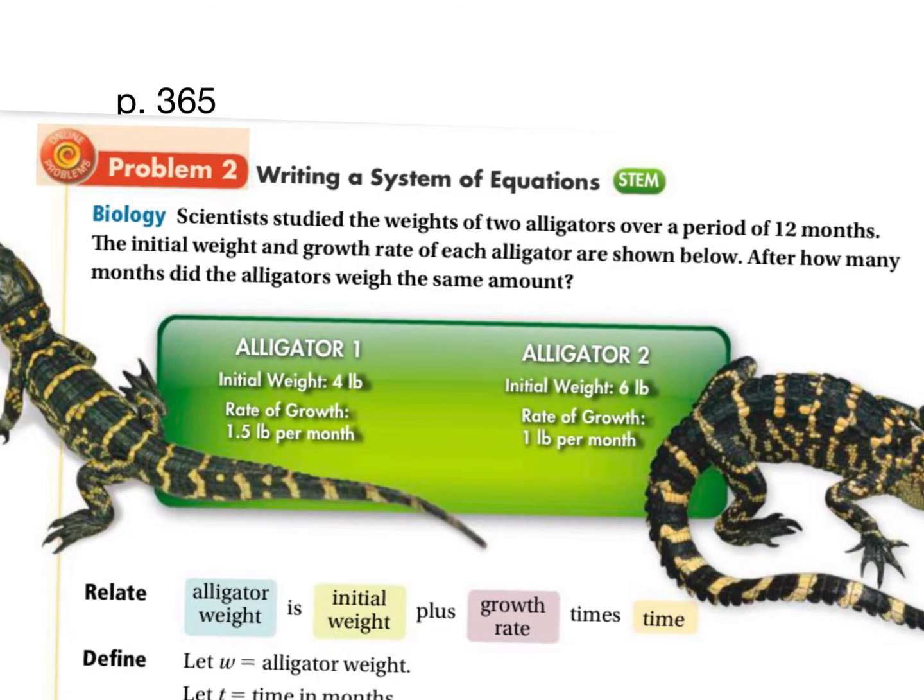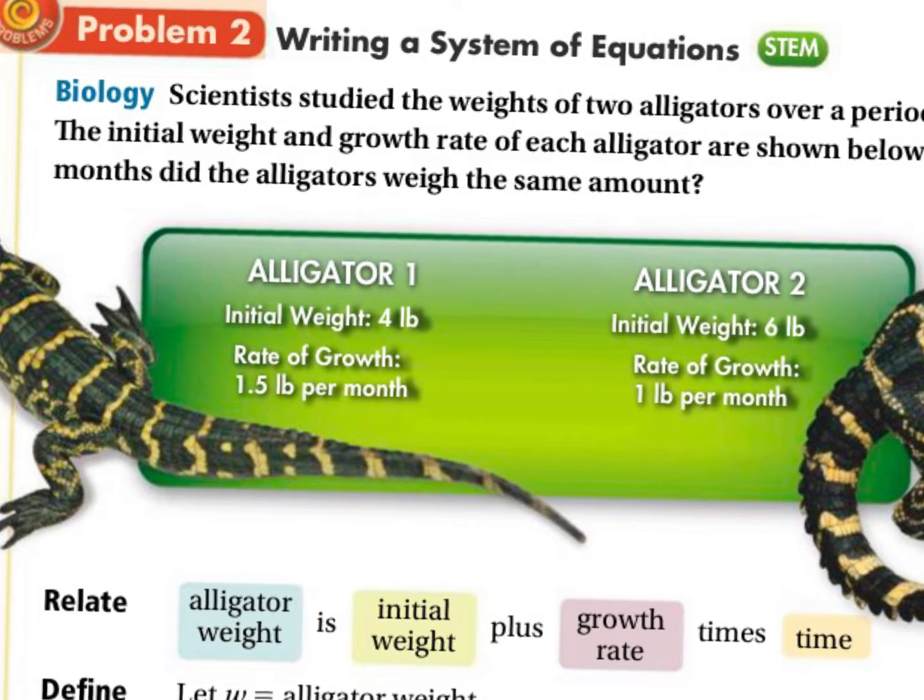And you can see the one started out, it didn't weigh as much, but it's growing at a faster rate. Its weight is increasing faster than the other one. So eventually it's going to catch up to and then pass up the weight of alligator 2.